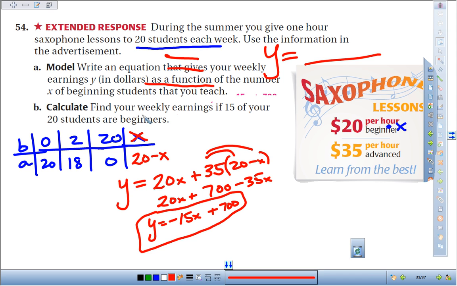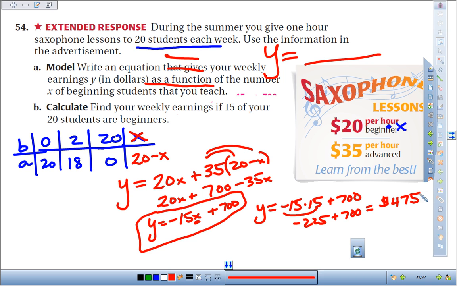Part B said, find your weekly earnings if 15 of your students are beginners. So we can just plug and chug. Remember, X is the number of beginning students. So if 15 of them are beginners, we take negative 15 times 15 plus 700. This is negative 225 plus 700. Our earnings would be 700 minus 225. 700 minus 200 would be 500, minus another 25 would be 475.